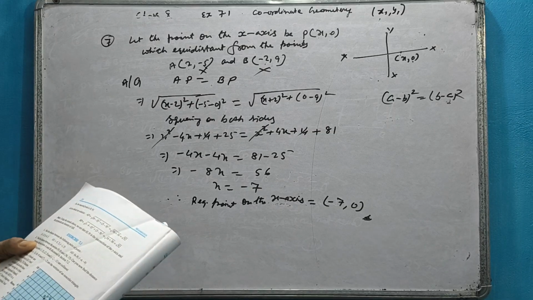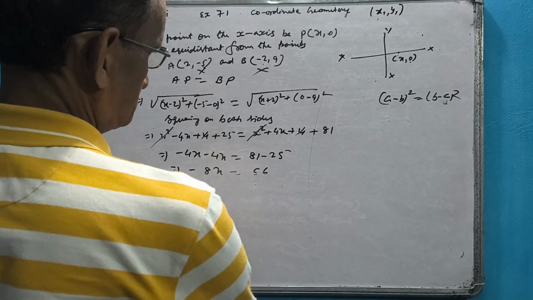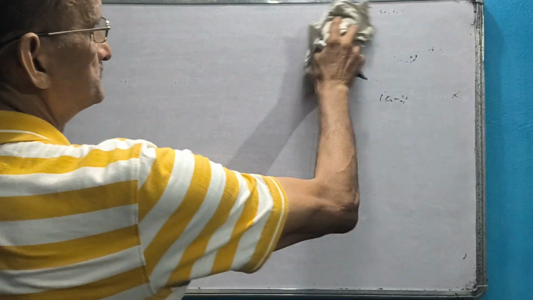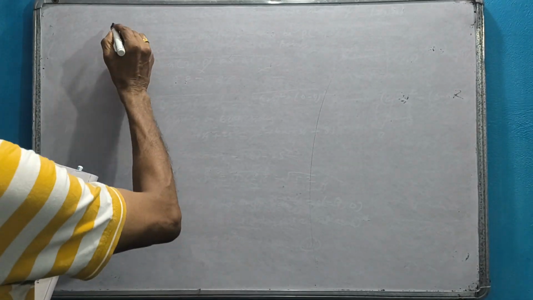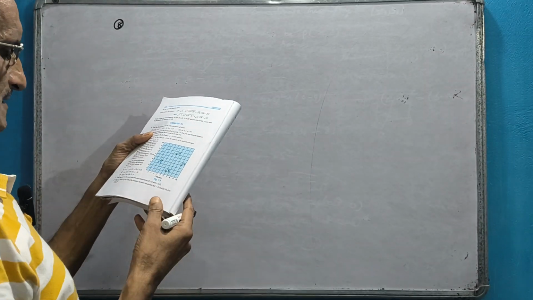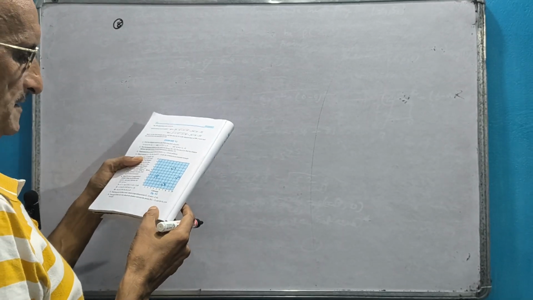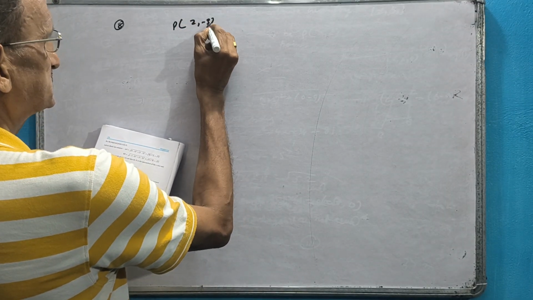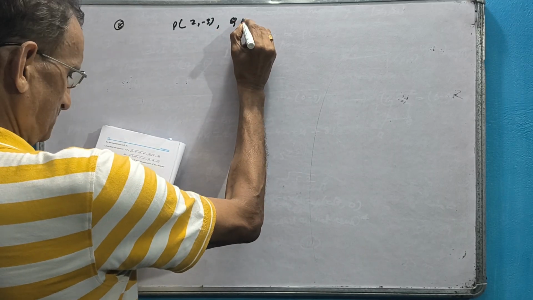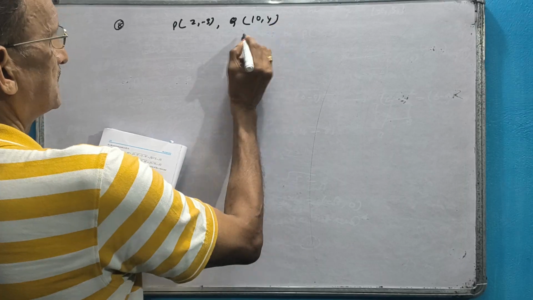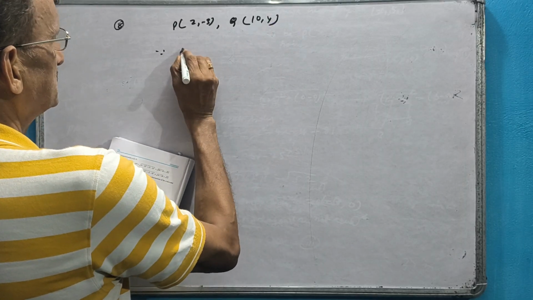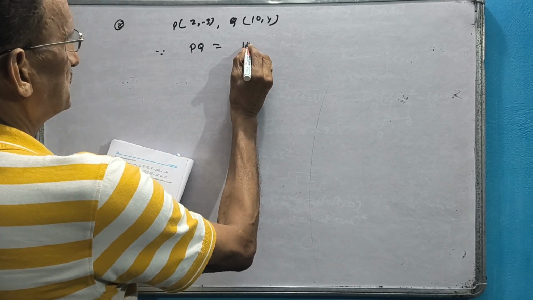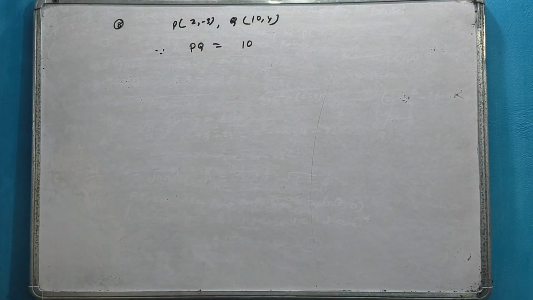So can we go to number 8 now? Number 8. The question is saying, find the value of y. The distance between 2 points is given. We have been given the coordinates of point P, 2 comma minus 3, and another point Q with coordinates 10 comma y, and what is given? The distance between P and Q, called PQ, is given as 10 units. We need to find the value of y.